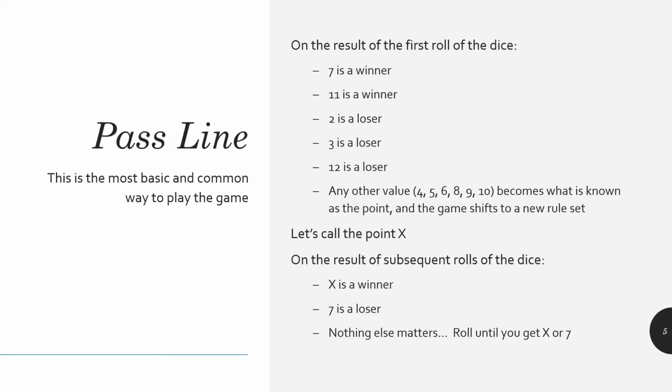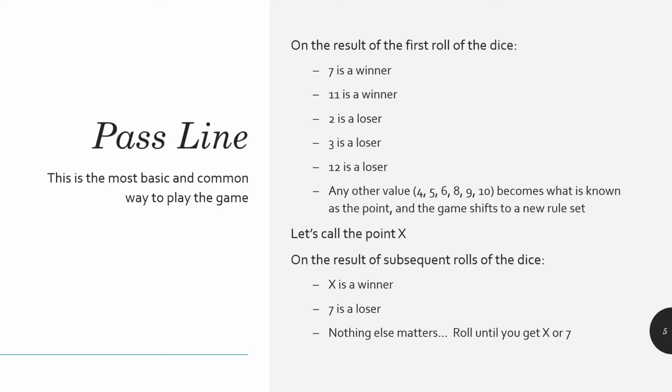But any other value, which is 4, 5, 6, 8, 9, and 10, those are the other numbers that are left that are possible out of our list, becomes what is known as the point. And this is where students have trouble, or just people have trouble. At this point now, whatever that number was, if I rolled a 6, that's the only number that matters. The 6 is the point. I just call it X because it could be any one of those 6 values. It's most probably going to be a 6 or an 8, but it could be any one of them because each one of those is possible based on our problem set. So let's call that value X, and now the game's rules change.